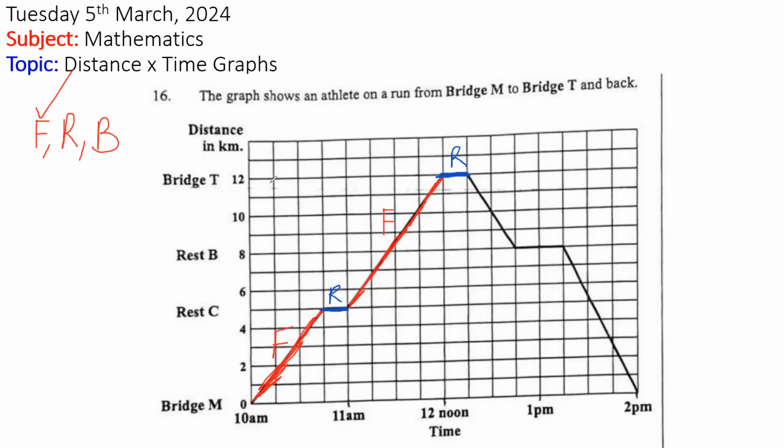Now, when we have a line going downward or a line descending, it's still slanted, but it's descending. What does that tell us about the object? It's going in reverse. Very good. The object is going in reverse or the object is moving backwards.